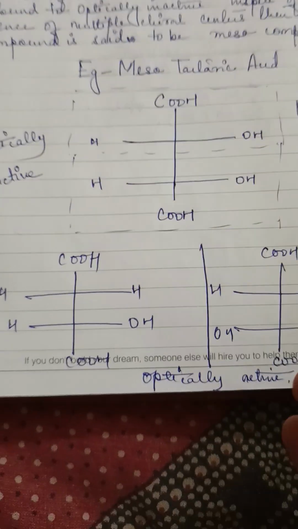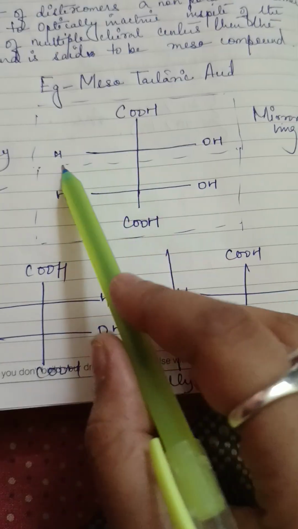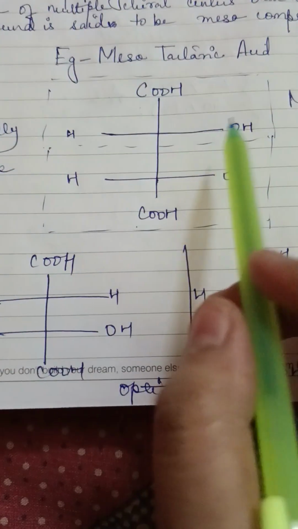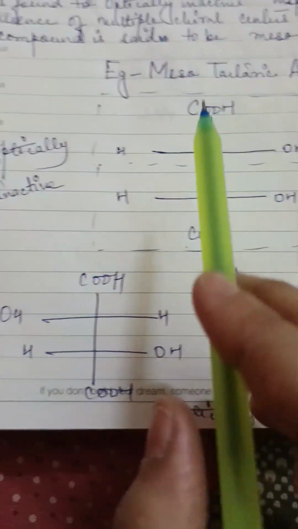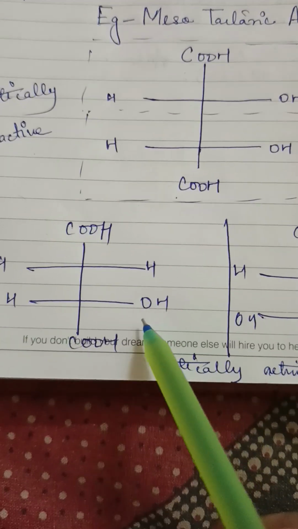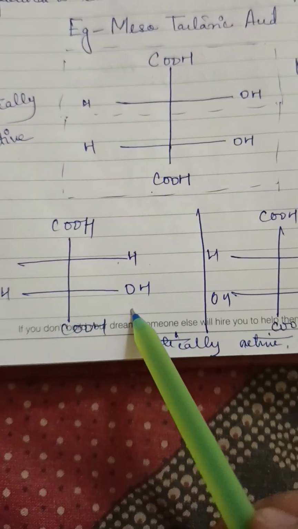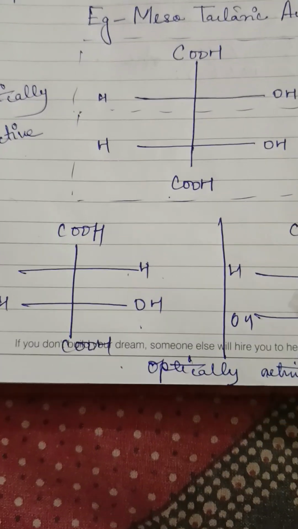Okay, see, meso tartaric acid: these are mirror images of each other, but this is optically inactive. This is a chiral center, this is a different compound, and this is different, yet it is also optically inactive, therefore it is meso tartaric acid. You can make it active by interchanging the positions. See, interchanging one position gives a non-mirror image, so it is optically active.